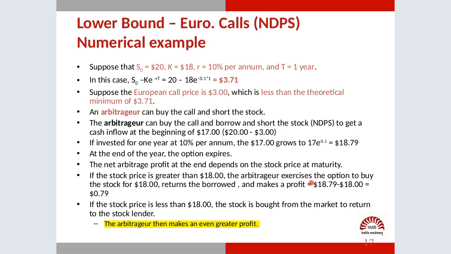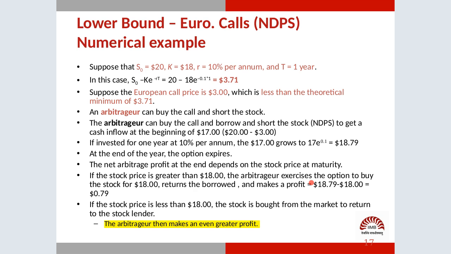At the end of 1 year, the option expires. When the option expires, I do not know whether the asset price is above 18 or below 18. It can be either. Let's assume that it is greater than 18, which means what? I will be able to buy the stock at a price of 18 when the market has gone above 18. And where do I get the 18 from? Remember, my investment has got 18.79. So out of the 18.79, I use 18 to buy the stock, which I use to close out the short position in the stock. And I'm left with a profit of 0.79. This is what happens when the stock price goes up.